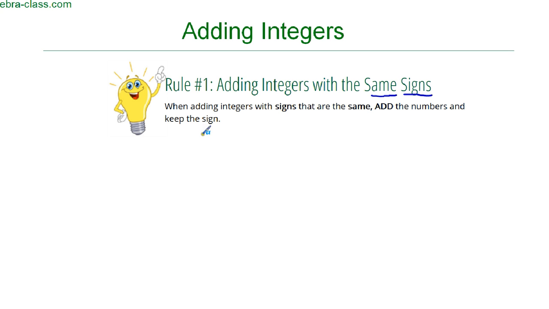So let's take, for example, negative 3 plus negative 2. This is considered adding integers with the same signs because both numbers have the negative sign. Negative 3 plus negative 2 says I'm going to add the numbers and keep the sign. So 3 plus 2 is 5. And I'm going to keep the negative. So negative 3 plus negative 2 is negative 5. Another example is negative 8 plus negative 2. Again, notice that the signs are the same. They're both negative. 8 plus 2 is 10, and I'm going to keep my negative sign, so negative 10.